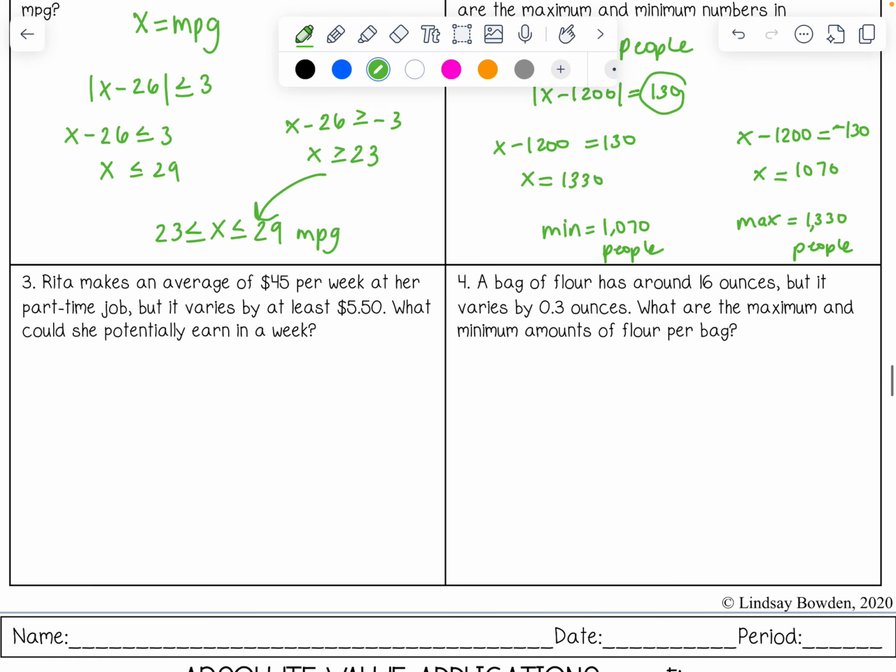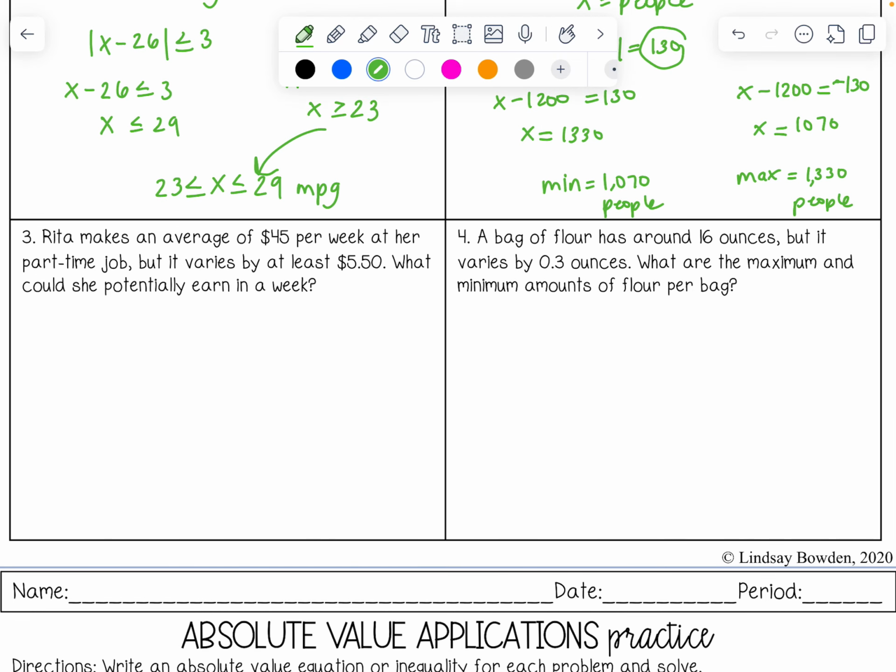All right, next one. Rita makes an average of $45 per week at her part-time job, but it varies by at least $5.50. By at least, that tells me it's going to be an inequality. What could she potentially earn in a week? So our X is money earned. So she makes $45 a week, but it could vary by $5.50. So we're wanting kind of the distance from 45 plus 5.50 and minus 5.50.